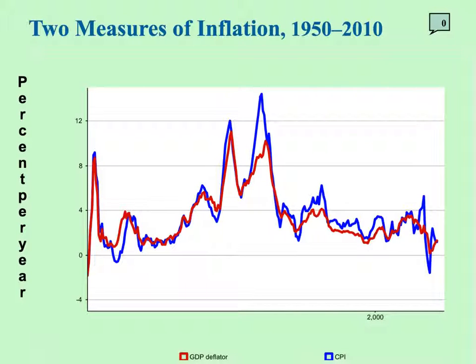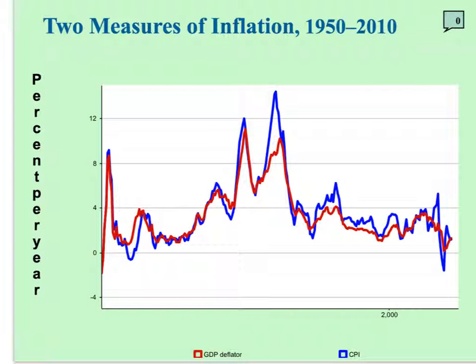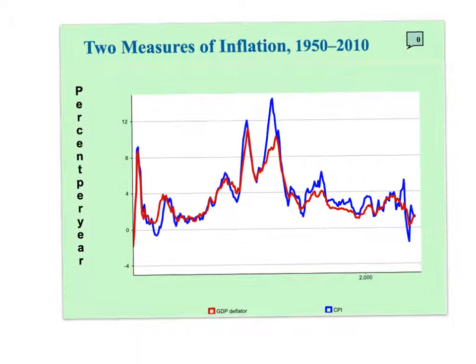Okay, so looking at our two measures of inflation, we do see nominal and real GDP, and looking at our percent per year here, we have the GDP deflator and the Consumer Price Index. They are very closely related. How we calculate them is a bit different. And again, what data we have will dictate which one we can calculate.